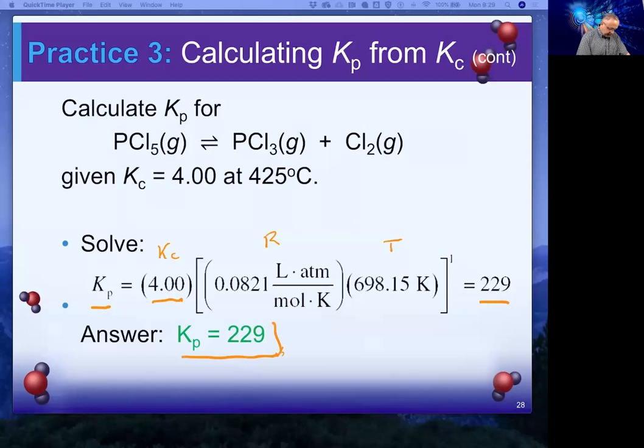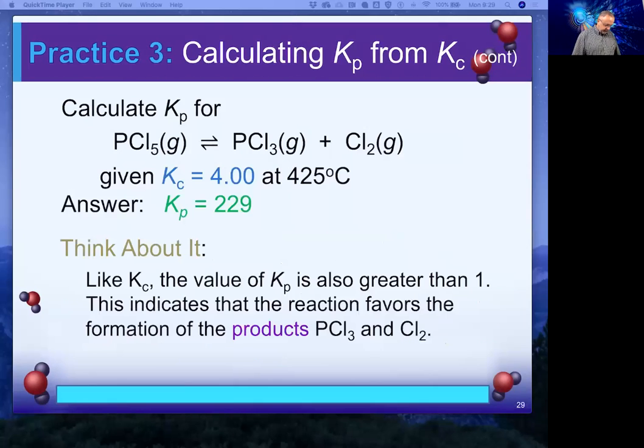So notice that in both cases, the value is greater than 1, whether it's Kc or Kp. And that means that the products are favored at equilibrium. So if you have the system at equilibrium, you have more products than you will have reactants. Yep, the reaction favors products.